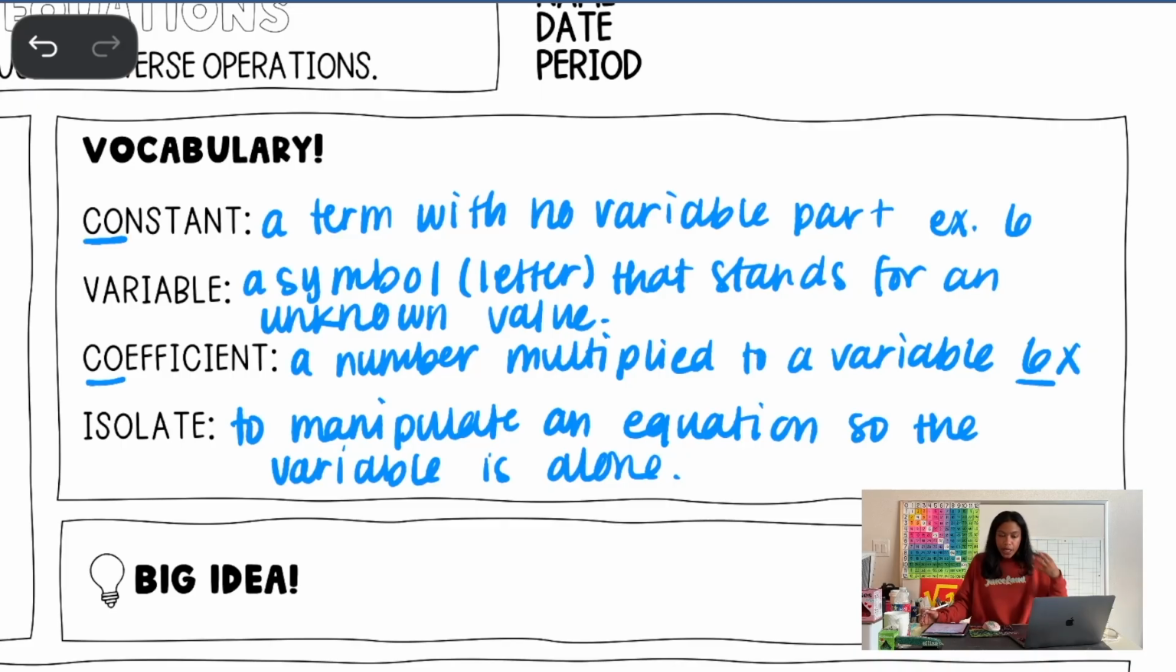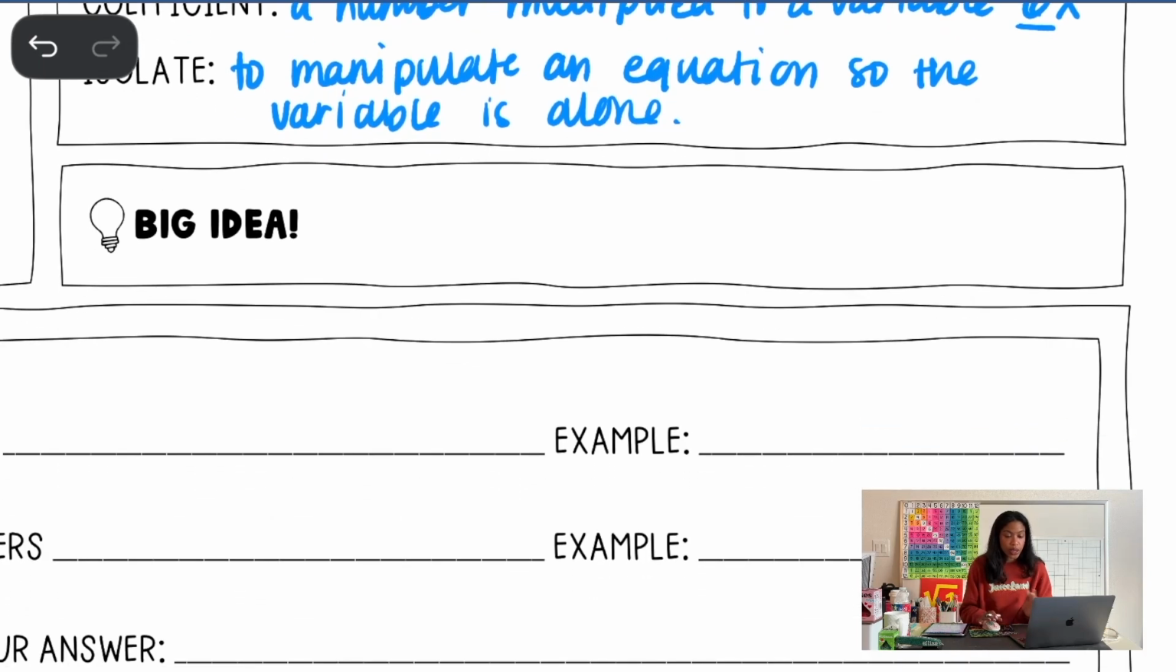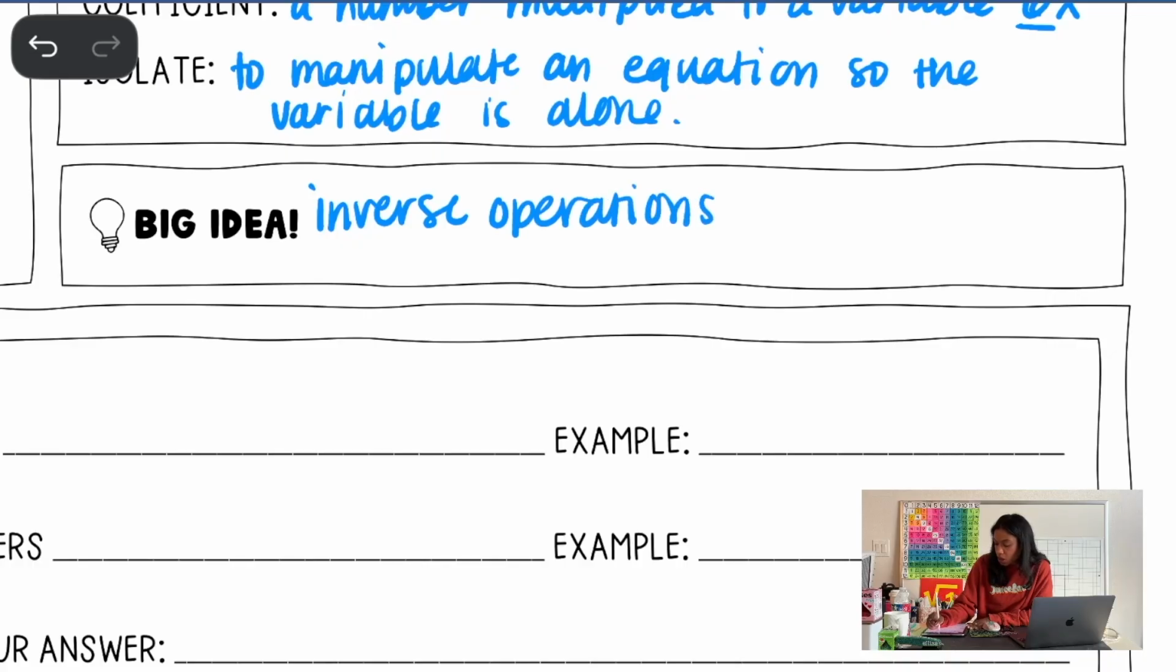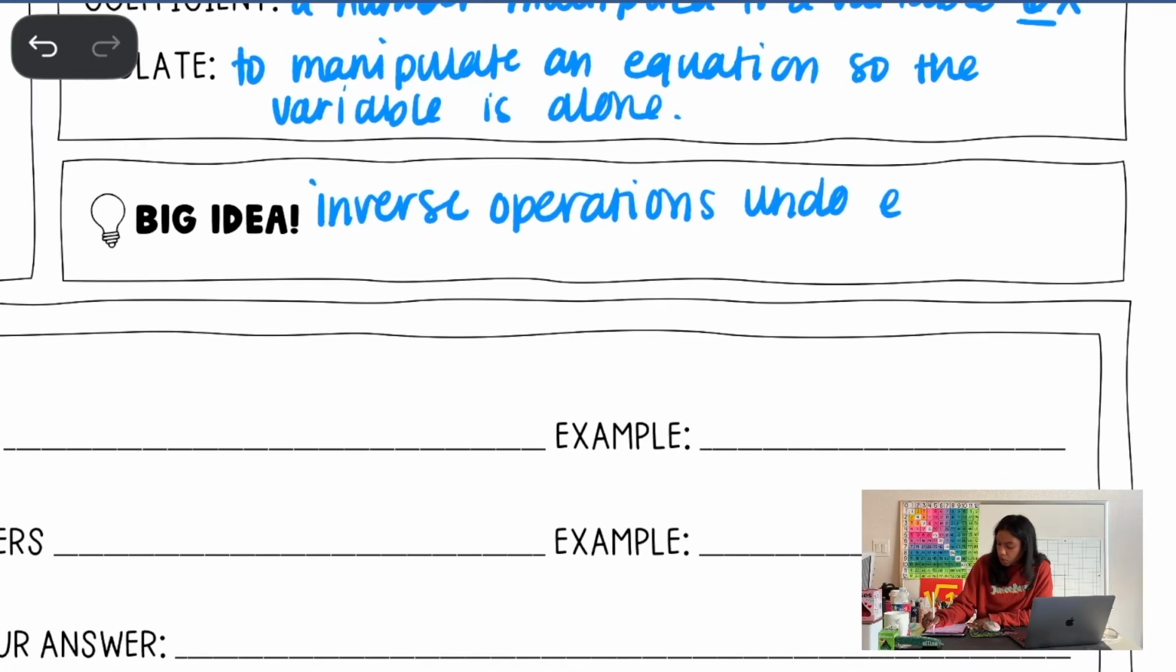When we come to our big idea, remember that our goal is to isolate a variable when we're solving an equation, and we need to use these inverse operations. So I want to remind you that inverse operations are the ones that undo one another. We talked about that a little bit in the do first, but go ahead and write it here in our big idea. Inverse operations undo each other. Perfect.